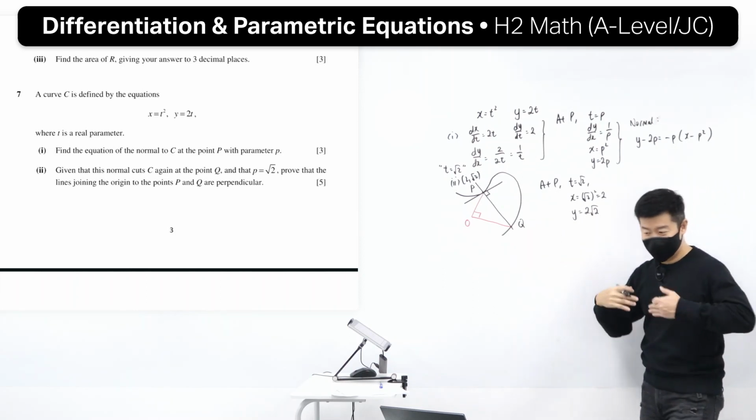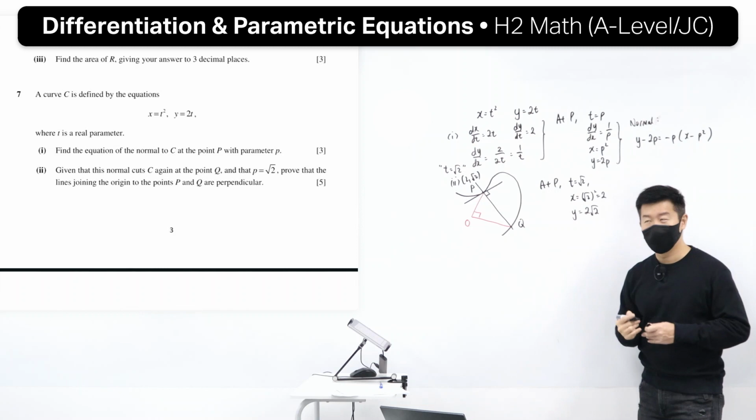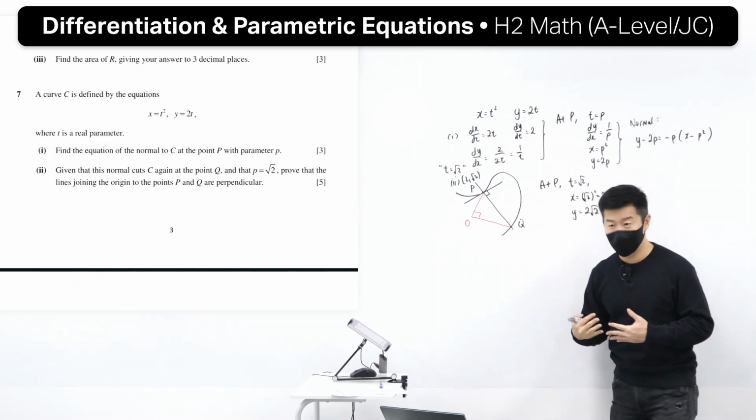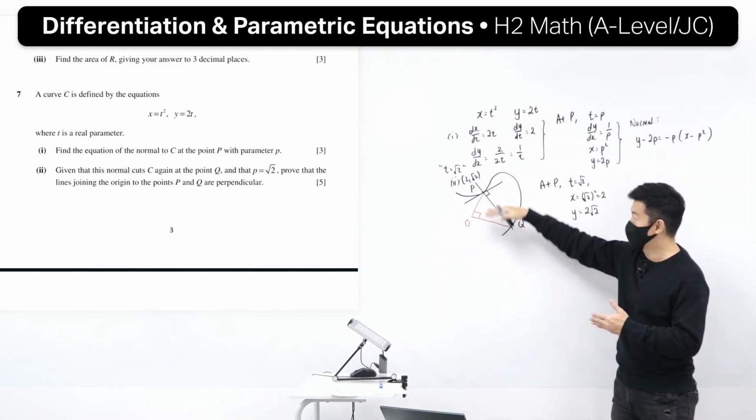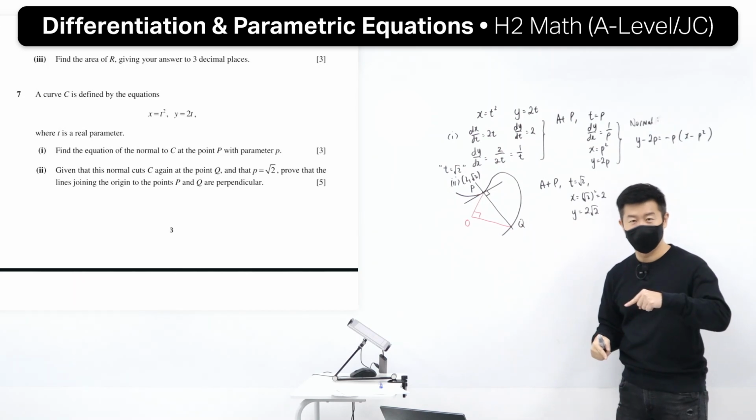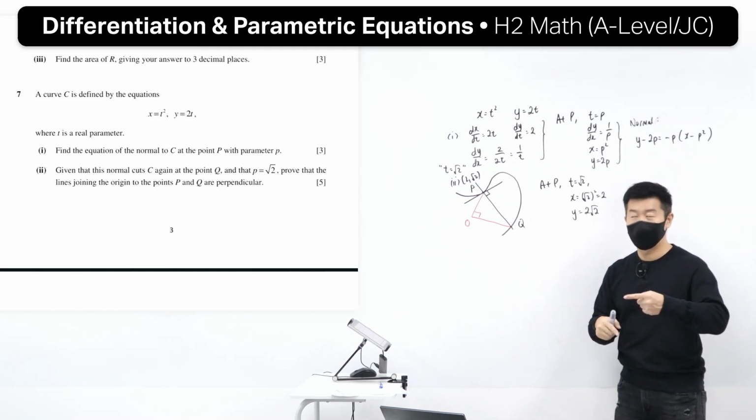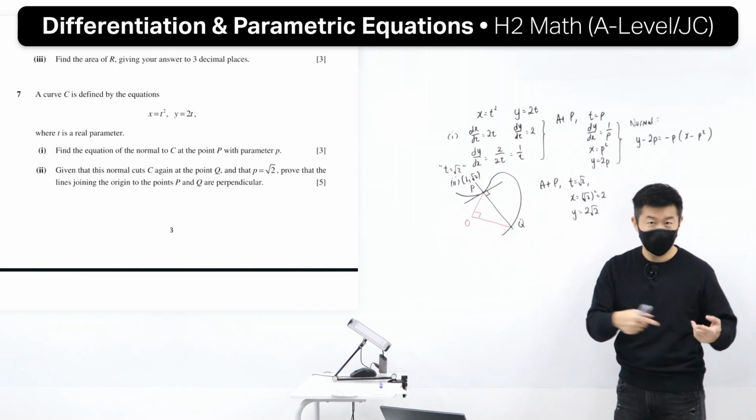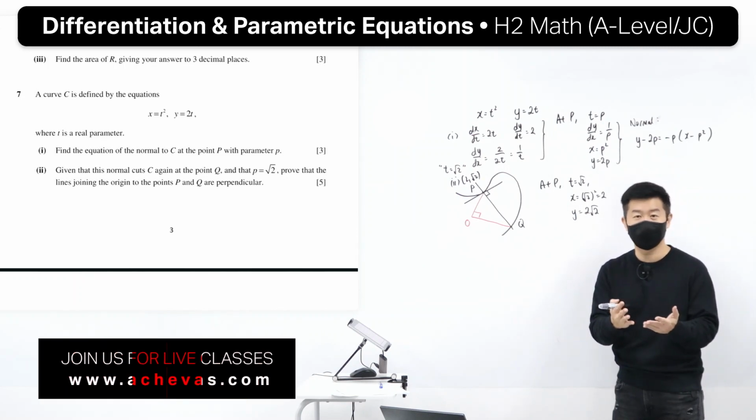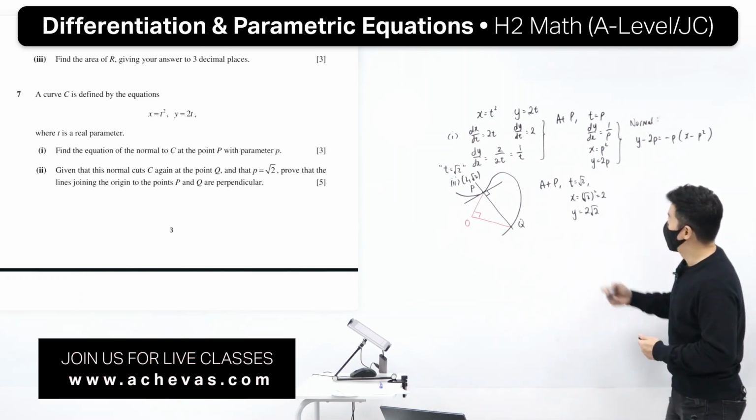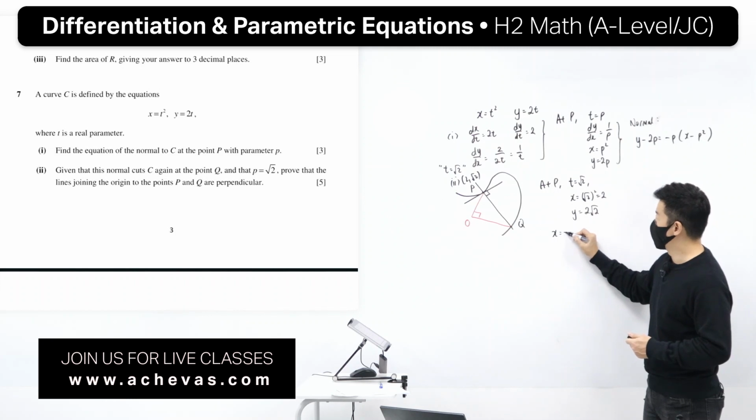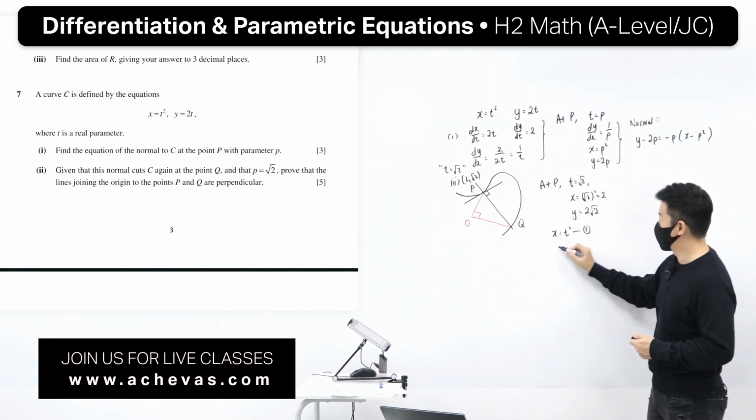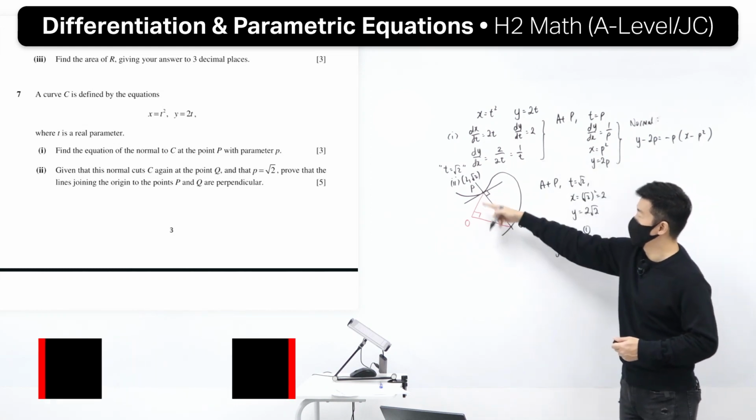The moment I see this, it clicks to whatever I've learned before about finding the intersection between a curve that is defined parametrically and a line that is defined in a Cartesian way: solve simultaneous equations. It has always been solving simultaneous equations. So I'm going to go for x is equal to t squared as equation number 1, y is equal to 2t as equation number 2. This belongs to the curve.